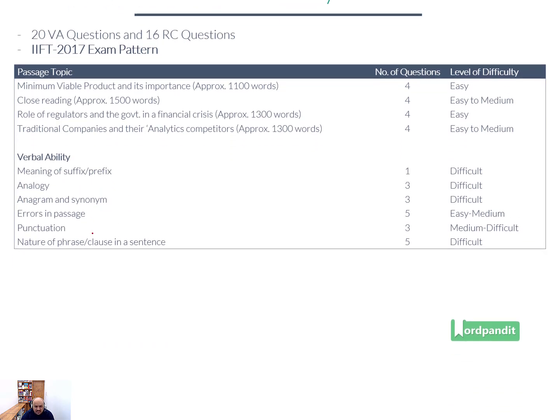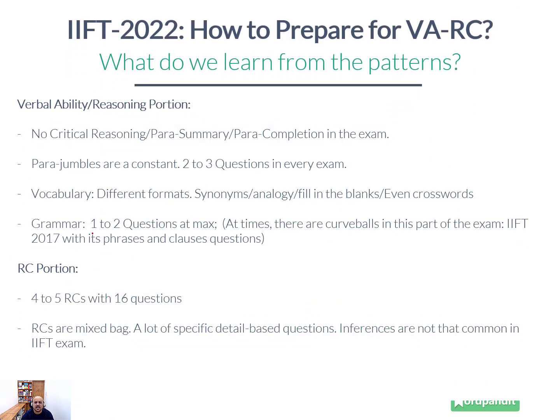Now, based on this wide variety of questions, what is it that we can derive as a sum total for the exam? No critical reasoning, paragraph summary, para completion in the exam. So that's not there. Parajumbles are a constant, 2 to 3 questions in every exam. Vocabulary, different formats, synonyms, analogy, fill in the blanks, even crosswords. So you need to prepare for vocabulary in very generic terms.